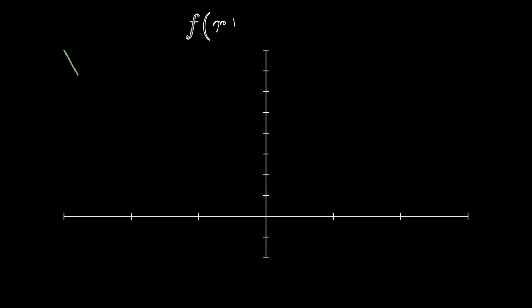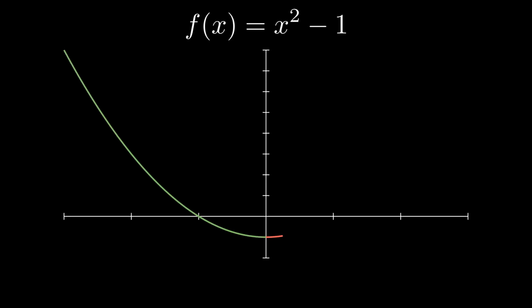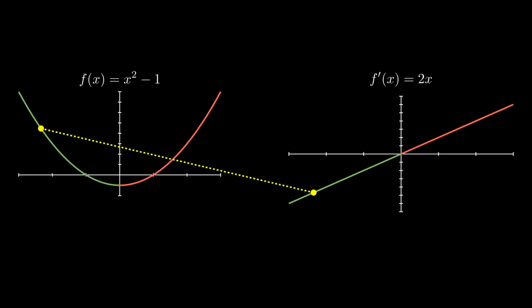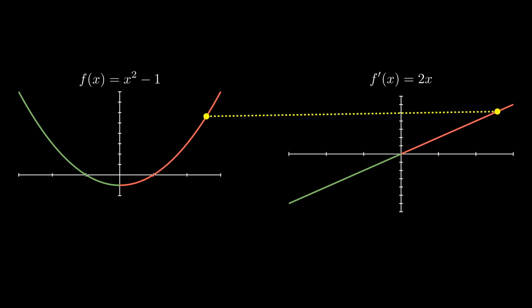First, let's look at an example. Let's consider the function x squared minus 1. One can immediately see that it is decreasing for negative x, and it is increasing for positive x. But now we can zoom on the derivative, and we can see that the derivative is negative when the function is decreasing, and the derivative is positive when the function is increasing instead.